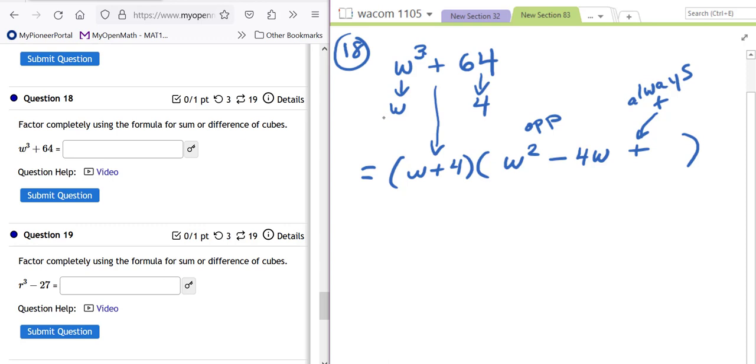And so we did that one times itself. And so now we'll do the last one times itself. 4 times 4 is 16. So first times first here. First times second goes here. And second times second goes at the end. This trinomial will not factor more when it comes out of a cube.